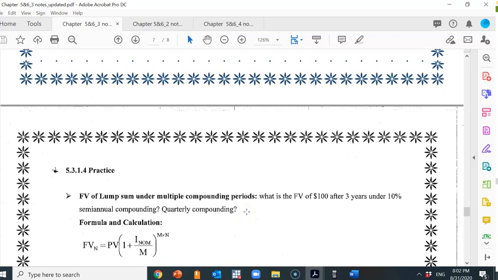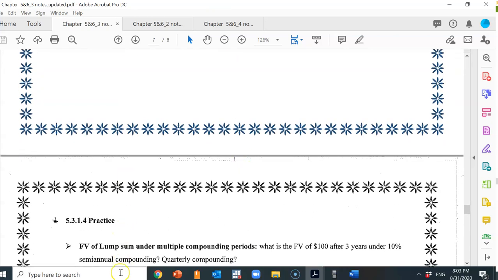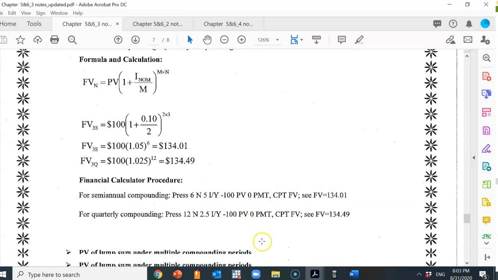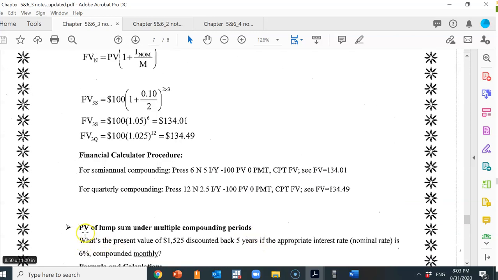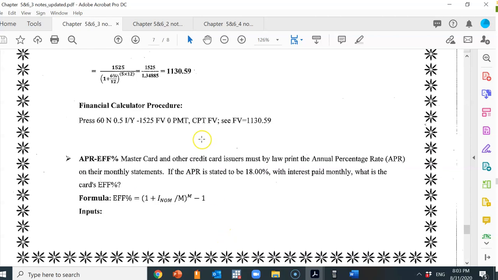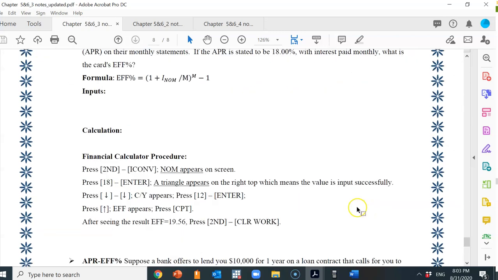After you go over the notes, please look at these practice questions without looking at the answers first. Work on these questions on your own, and then you can check your work by looking at the answers here. We also have an example of present value of a lump sum under multiple compounding periods. Again, look at the questions first, try to work it out yourself using a financial calculator or formula, and check your work. We also have an example of how to calculate the effective annual rate from APR, using calculator and formula.